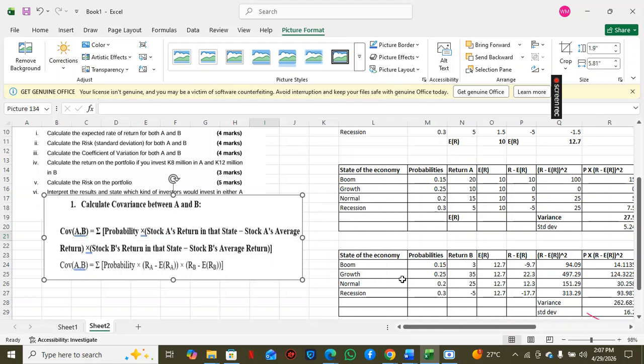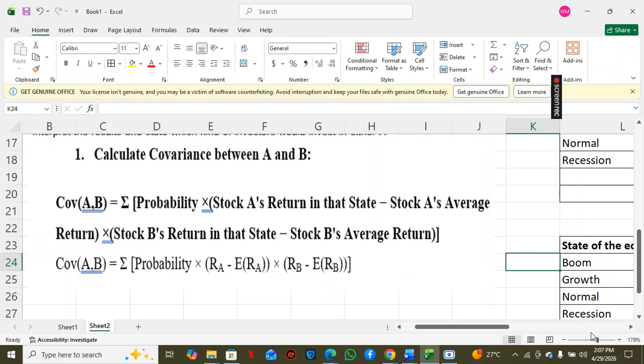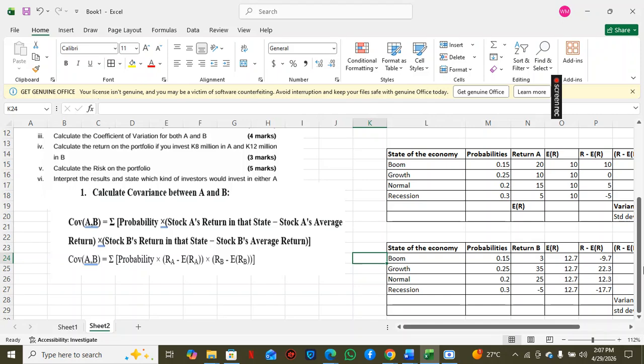Okay, let me zoom in here. So for the covariance, as you can see, first you're going to get the probability multiplied by the return of stock A minus the expected return of stock A, multiplied by the return of stock B minus the expected return of stock B. Okay, so let me put this in a table form.